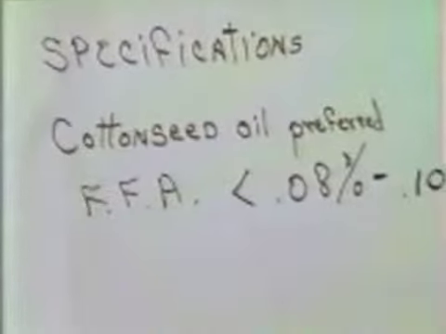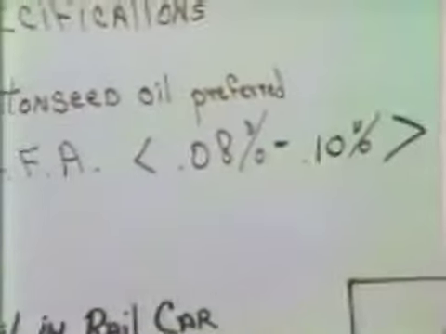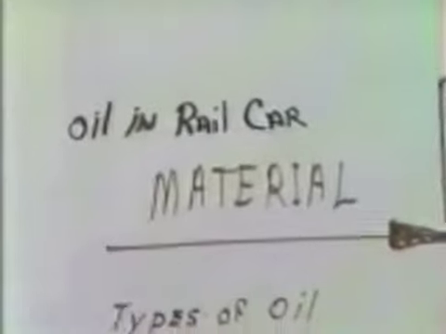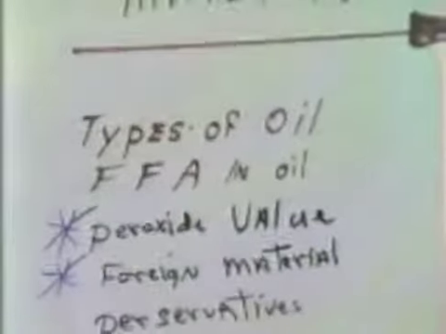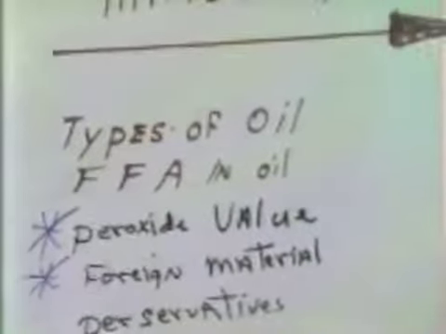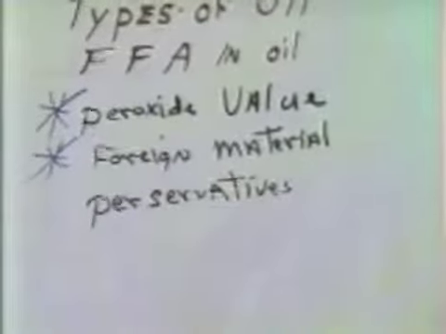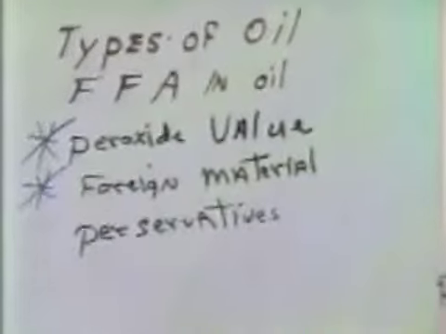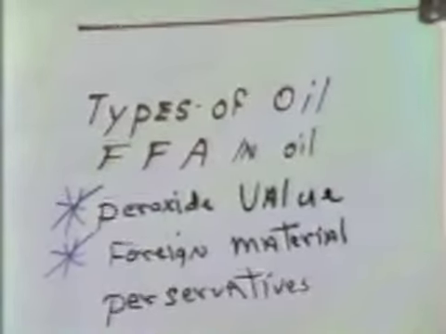The approach to doing the analysis starts off with establishing what the specification is. In this particular case we have cottonseed oil coming in with a key spec of no more than 800% free fatty acids. Under the arrow on oil in rail car, we take a look at what variables actually do occur. We do have variations in free fatty acids, for example. We have variances in the type of oil, whether it be cottonseed or soybean. We have variations in the peroxide values of the oil, the foreign material in the oil, and the preservatives in the oil. So the first step in variance analysis is to identify the key variables that can affect the successful process.